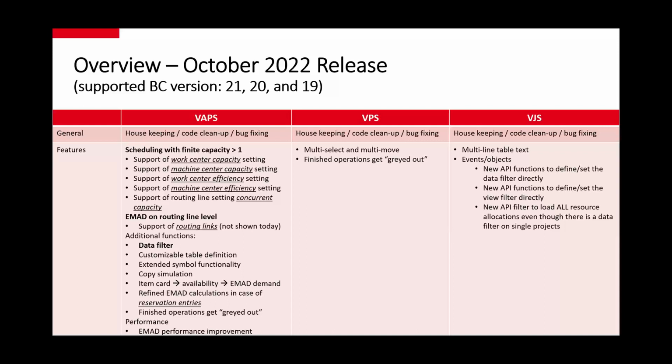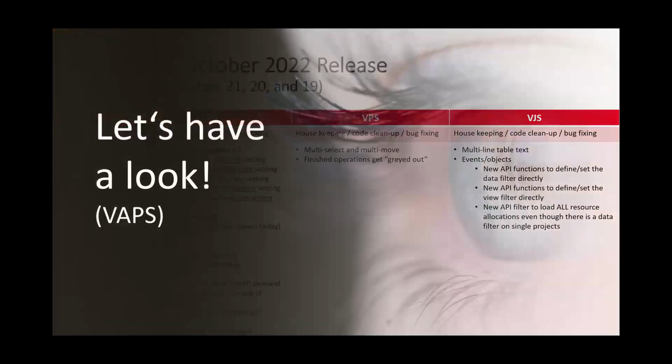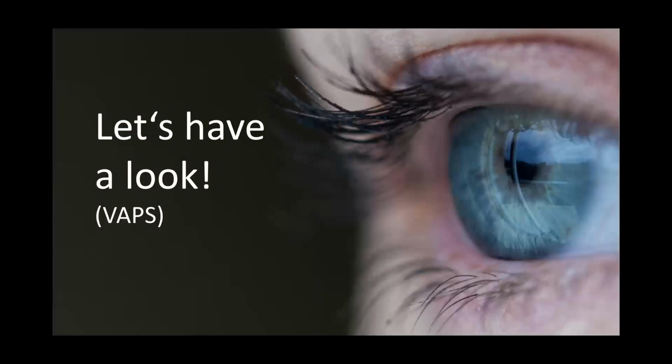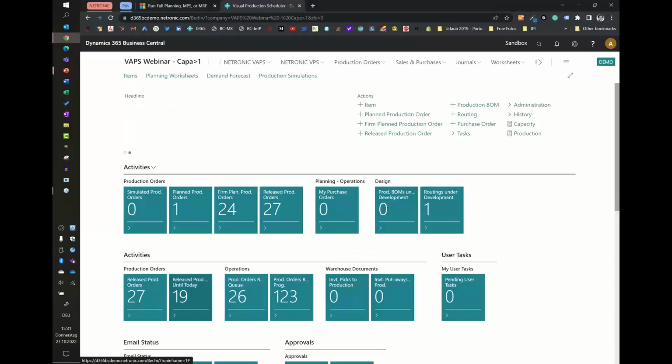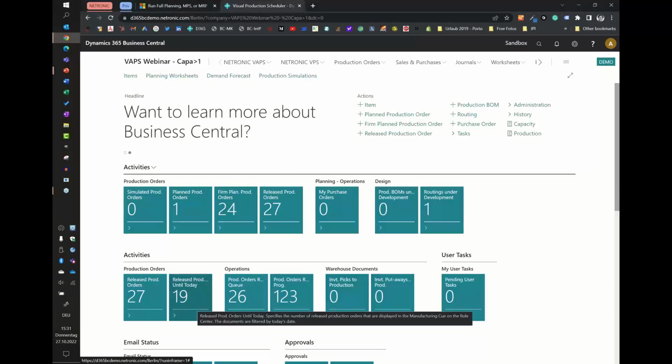So I will leave out the EMAT functionality today, but we will pretty much look into all those other functions and have a couple of things to show. So let's go to my Business Central again, and let's do the first thing. Let's change the table definition.